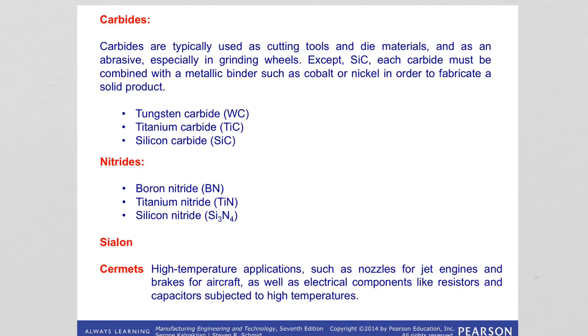This uses similar techniques to those used in the making of synthetic diamond. Diamond is suited for non-steel machining and grinding, while boron nitride is more appropriate for machining steel.